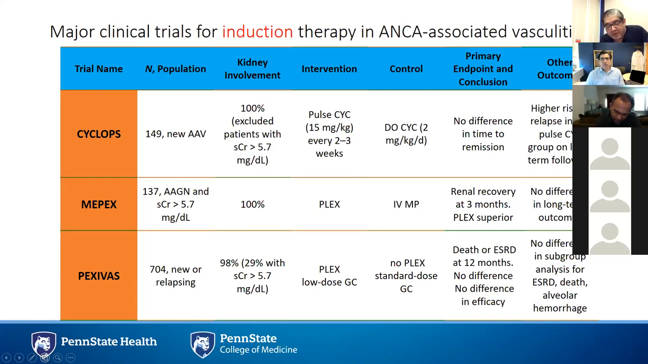So, I'm sure you're going to go on to RAVE and rituximab and all that. So everybody think about this patient. And once we have gone through all the induction trials, then we'll see what kind of induction we would give to this young lady who had no problems and now is in RPGN with 100% crescents on her biopsy.